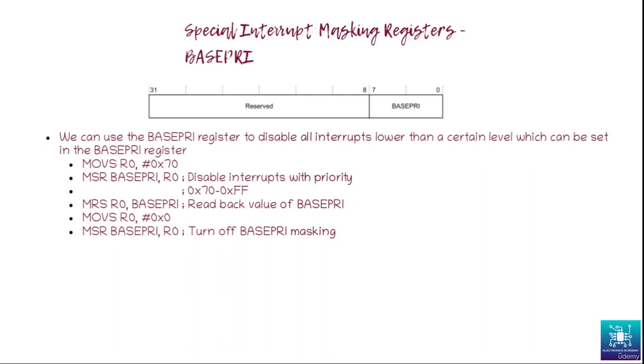In BASEPRI, you can actually set whatever priority you want, below which all the interrupts are going to be disabled. So say you want to disable interrupt priority from 0x70 to 0xFF. So 70 to FF in the interrupt vector space will all be disabled, and only the interrupts above that are going to be serviced.